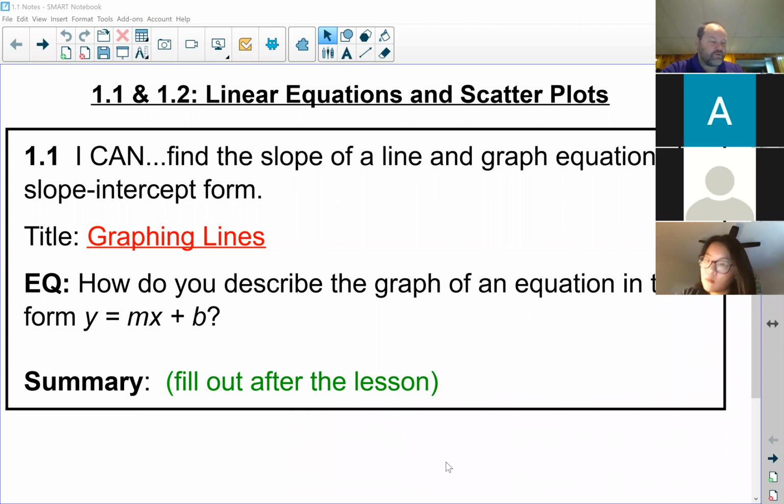We're going to talk about lines today and graphing lines, and then we'll talk about using some technology to figure out a line that fits some data next week. So today, looking specifically at slope intercept form, y equals mx plus b.